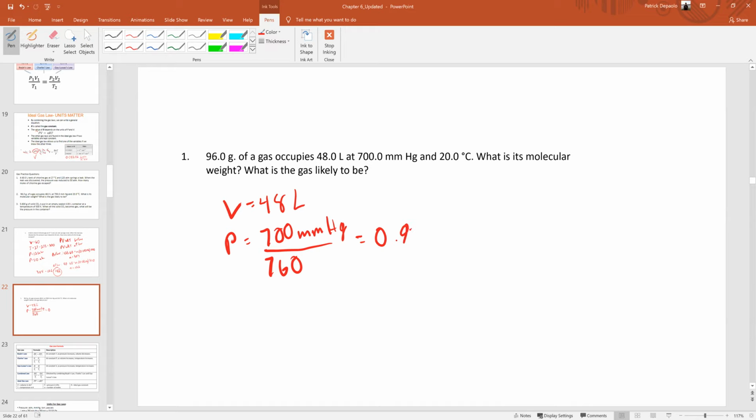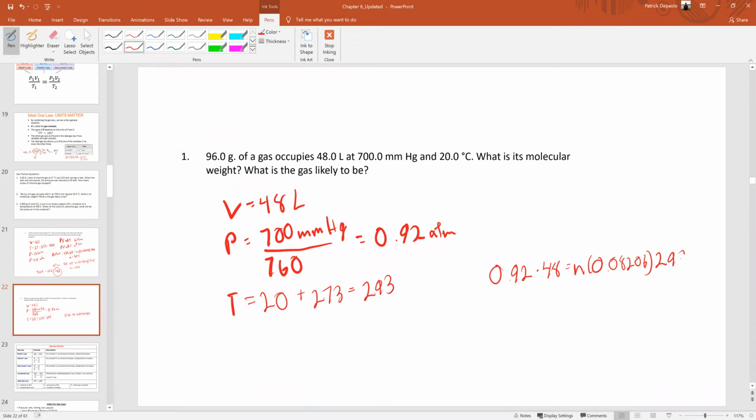So 0.92 atm. Then our temperature, same thing, not Fahrenheit: 20 plus 273 equals 293. So let's do PV equals nRT. P, 0.92, times V, 48, equals N, which is unknown, times R, 0.08206, times T, 293. For time's sake, I'll just cut to the chase.